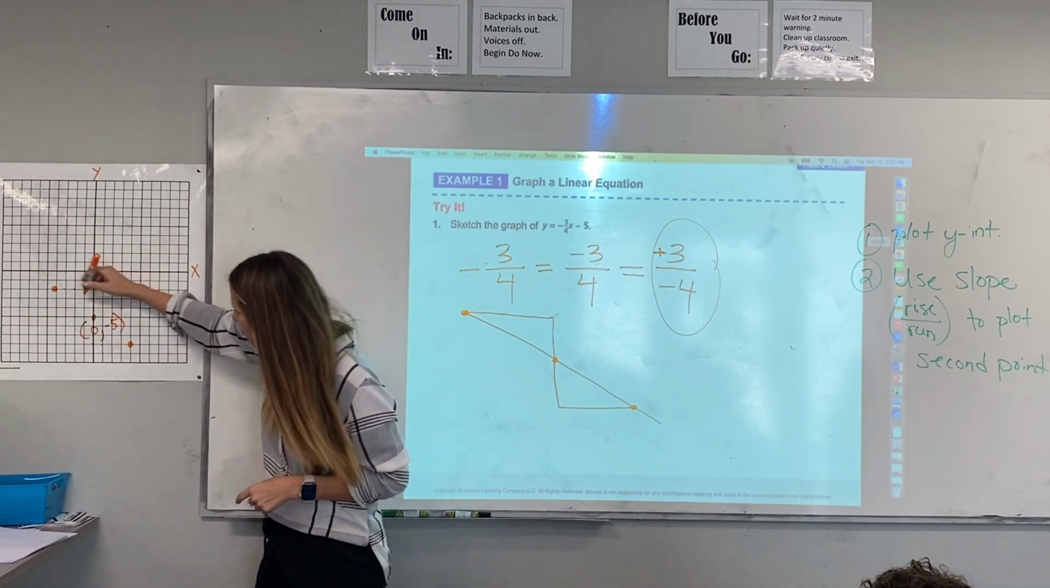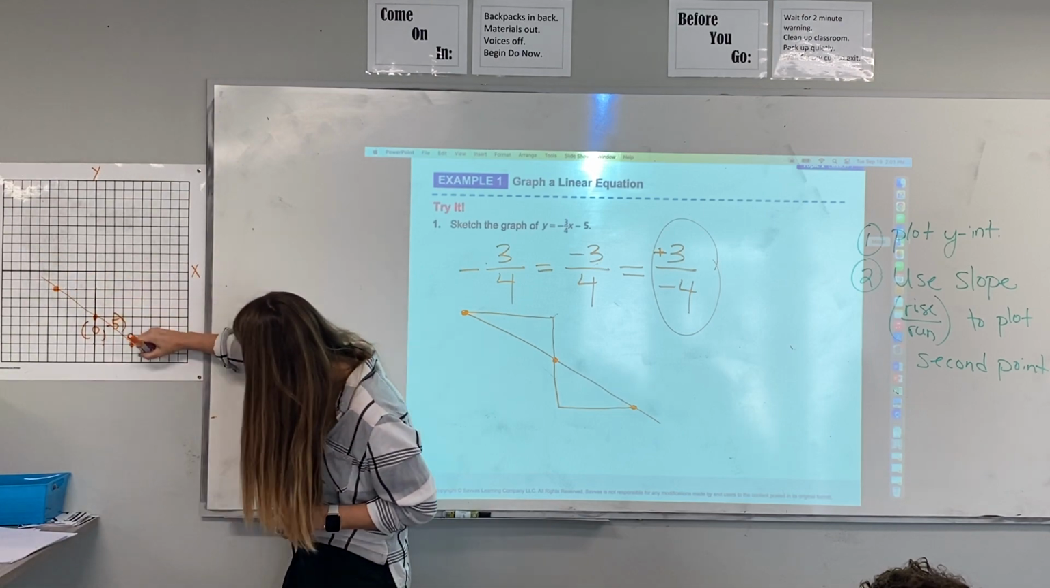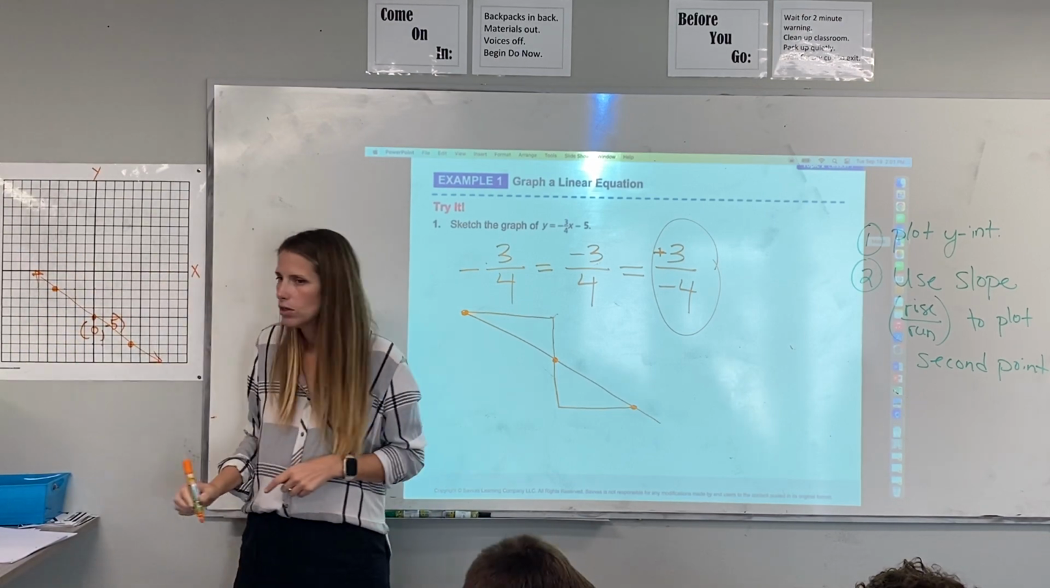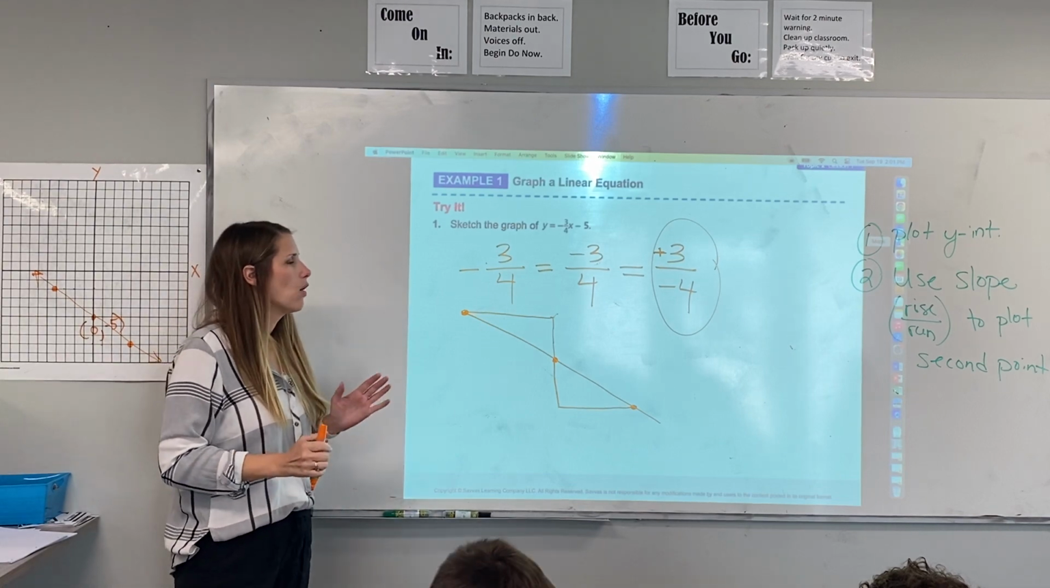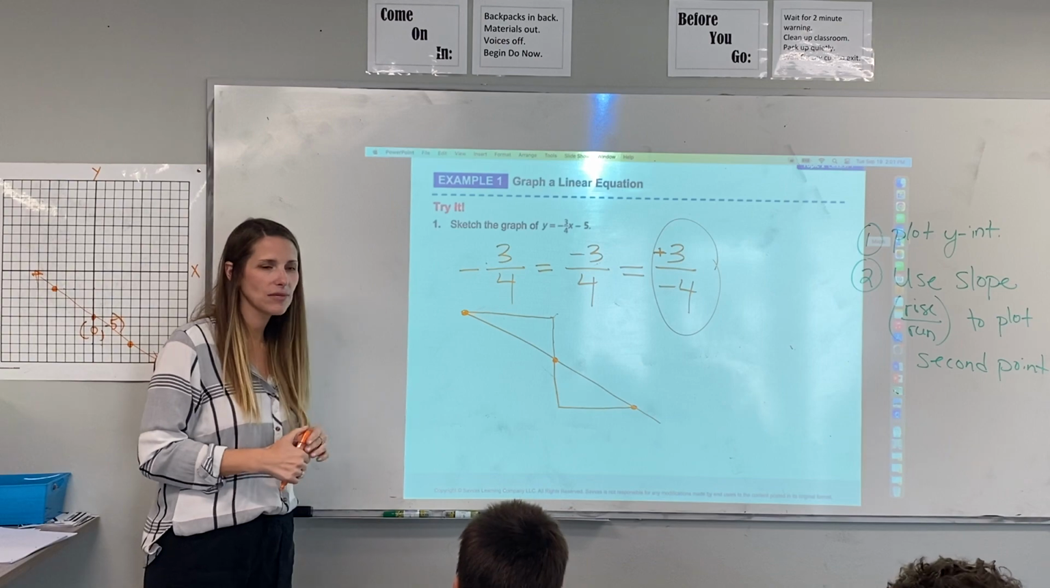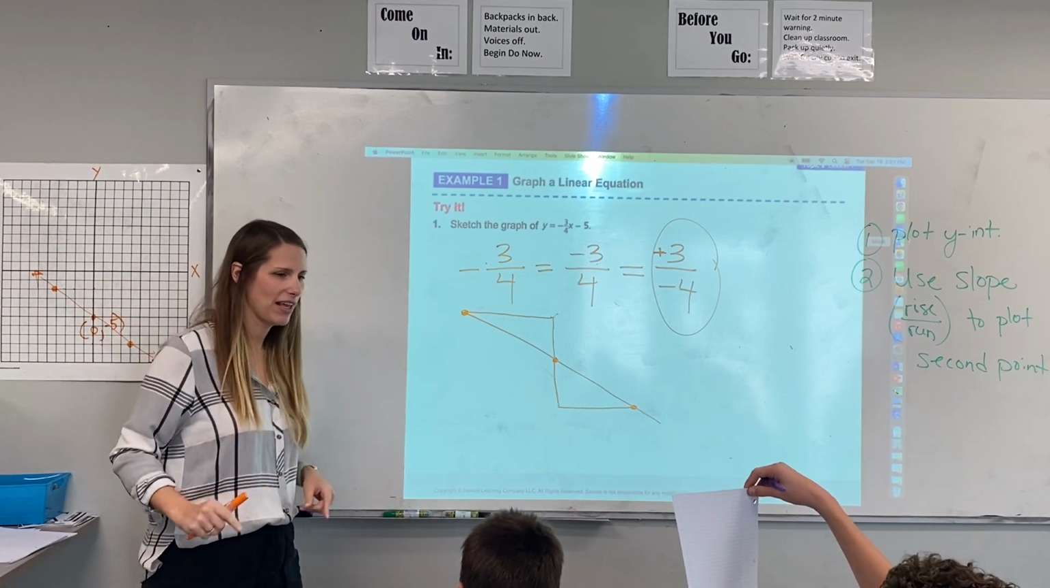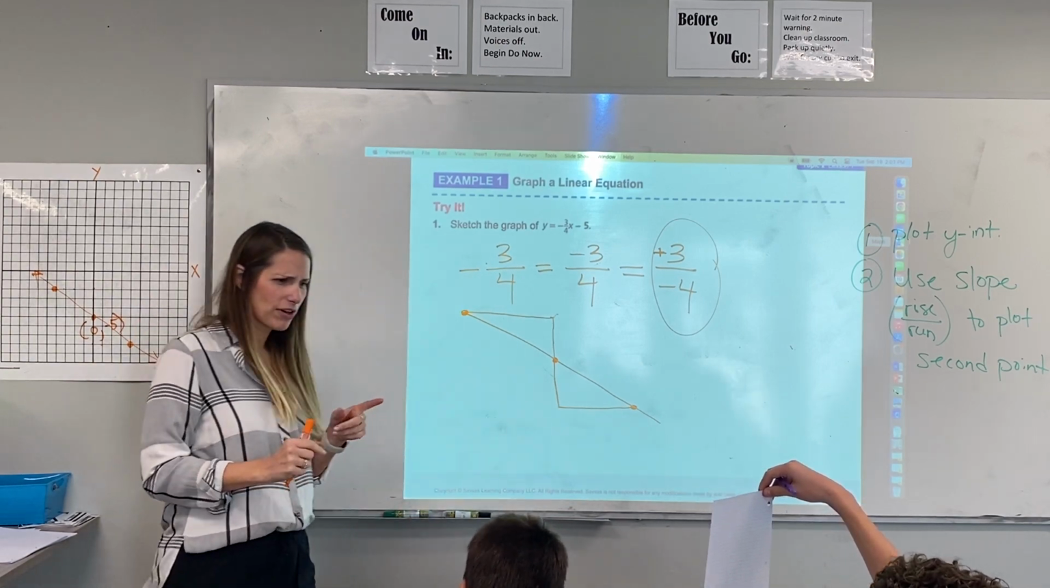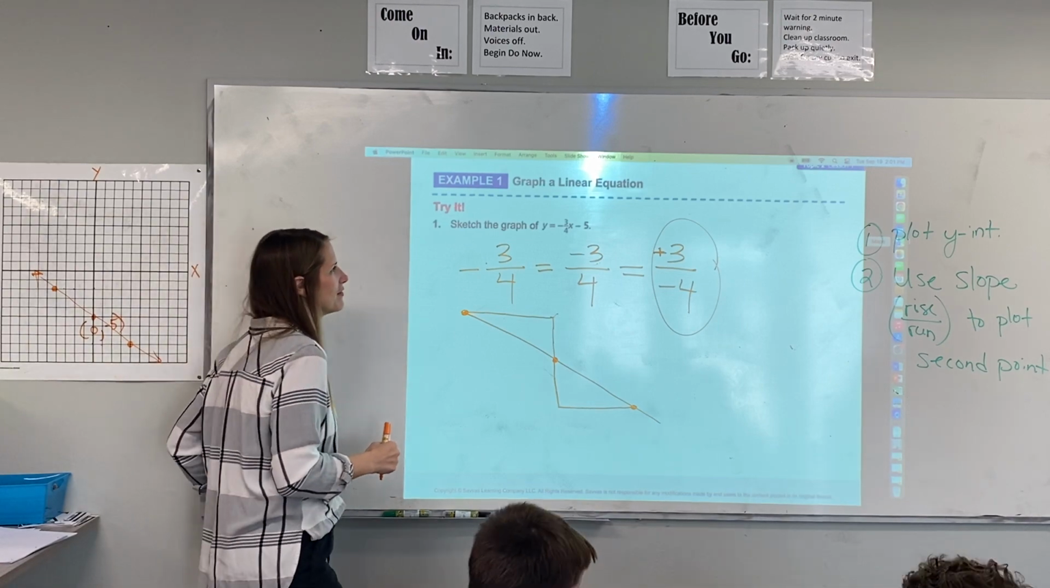Do all of these points fall on the same line? Yes. So you go up 3, left 4, or down 3 to the right 4. It's practically the same thing. It's exactly the same thing, because they all fall on the same line.